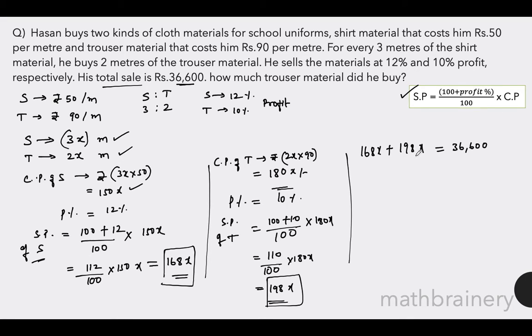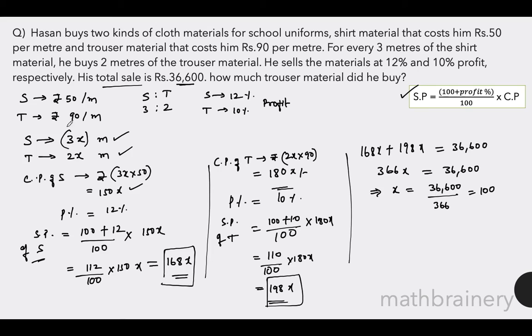What is 168 plus 198? It is 366x is equal to 36,600. So what should be x now? X must be 36,600 divided by 366, which is 100.